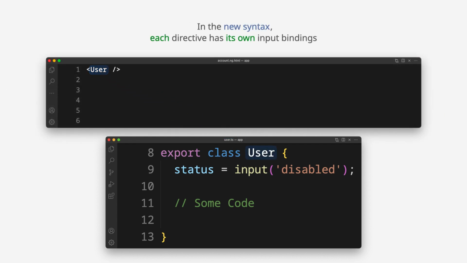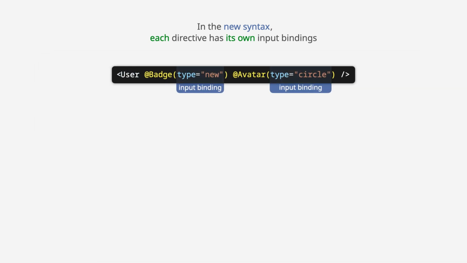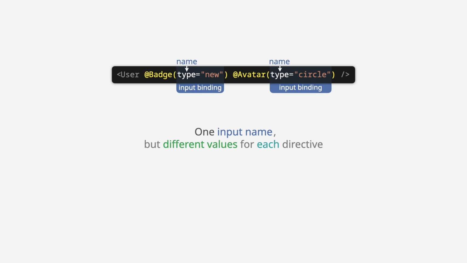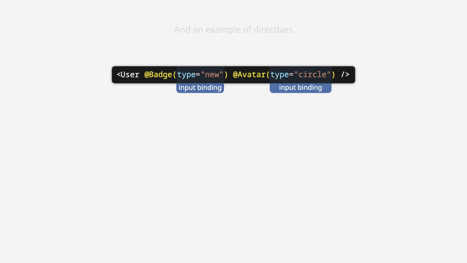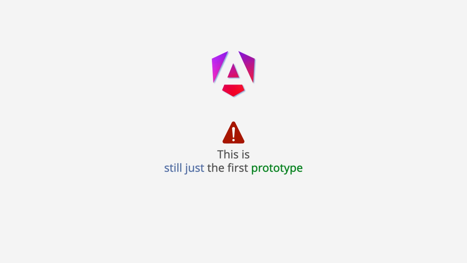In the new syntax, each directive has its own input bindings. One input name, but different values for each directive. And an example of directives on an HTML element. This is still just the first prototype.